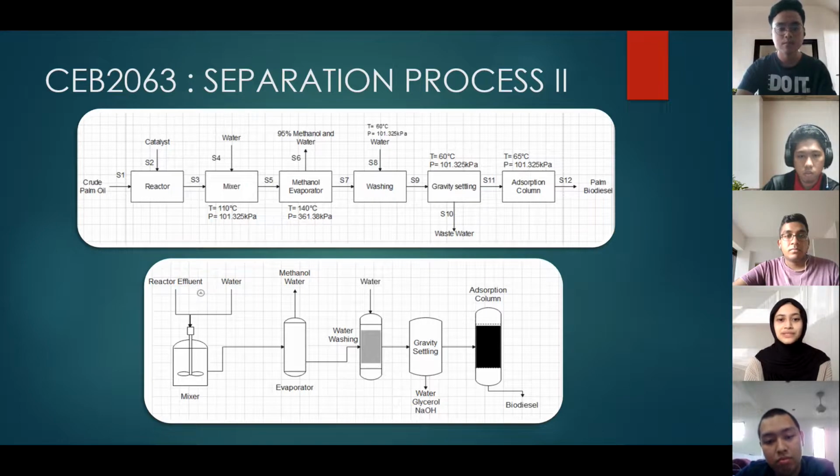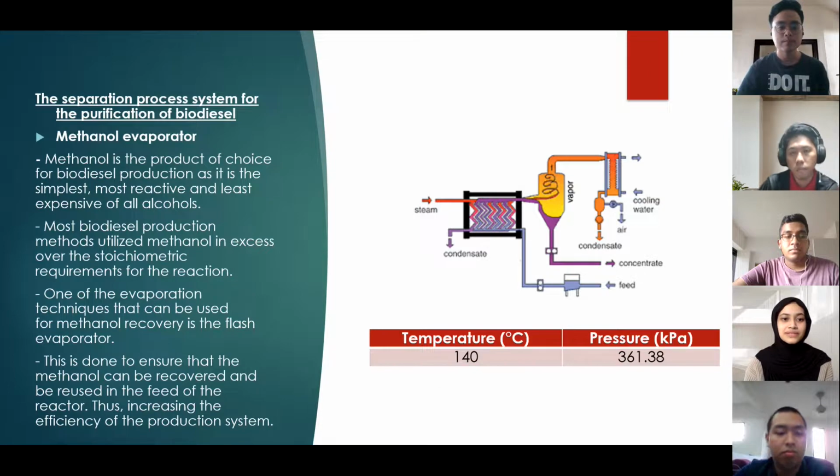So the first separation process system is the methanol evaporator. Most biodiesel production methods utilize methanol in excess over the stoichiometric requirements for the reaction, which is typically at the ratio of 2:1. In order to improve the efficiency of methanol usage, it is important to recover and reuse the recovered methanol. Therefore, the evaporation technique will be applied for methanol recovery, which is the flash evaporator as shown in the diagram. There are several steps required to remove methanol and water in flash evaporation.